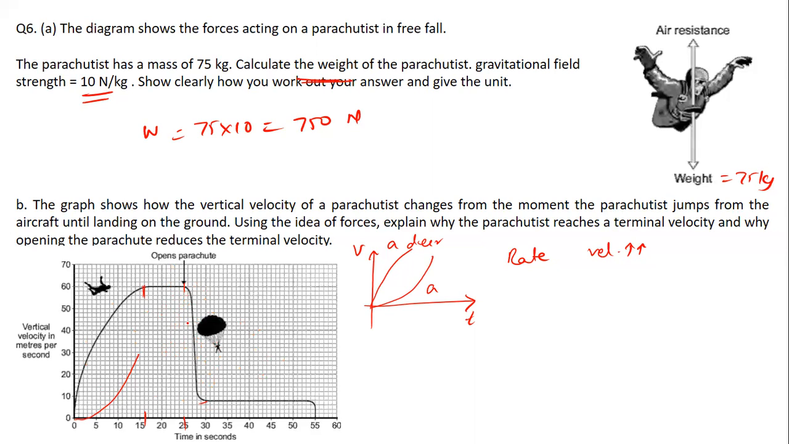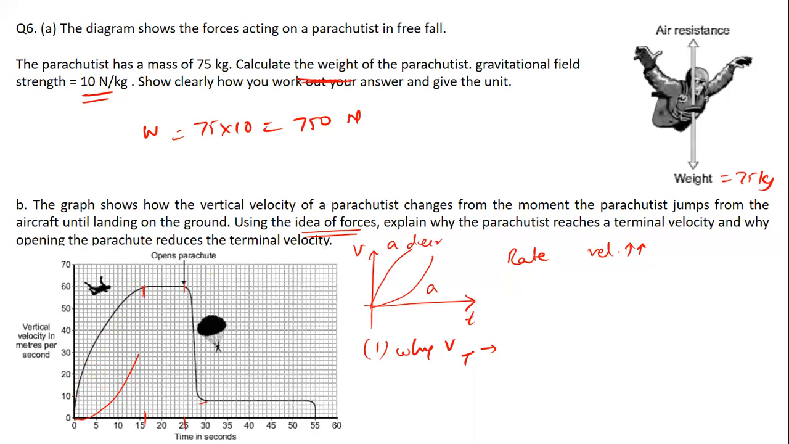We have still not answered the problem. Now, using the idea of forces, you should now start explaining. Explain why a parachutist reaches a terminal velocity and why opening the parachute reduces the terminal velocity. Now, initially, when he is coming down, why does he reach the terminal velocity? First question. Why Vt? What is the answer? Why does he reach the terminal velocity? What is the answer?